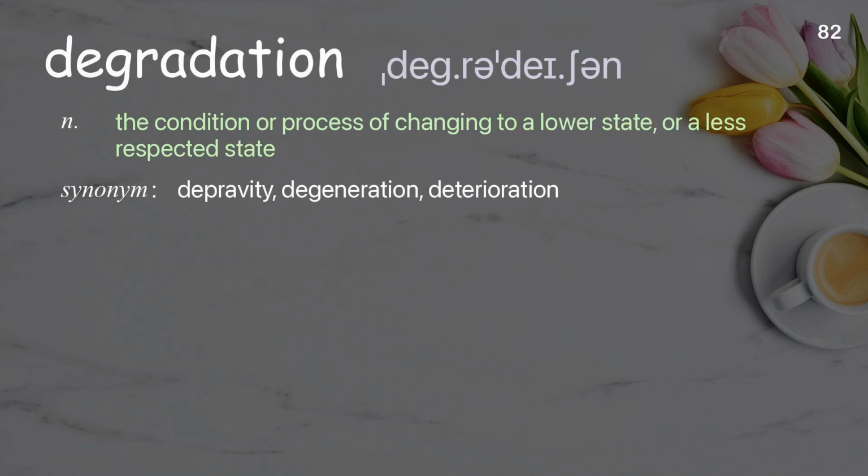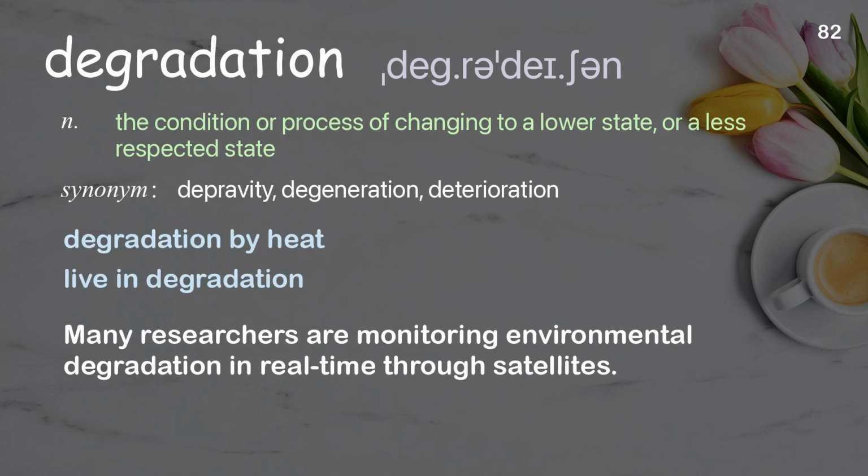Degradation. The condition or process of changing to a lower state, or a less respected state. Examples: Degradation by heat. Live in degradation. Many researchers are monitoring environmental degradation in real time through satellites.